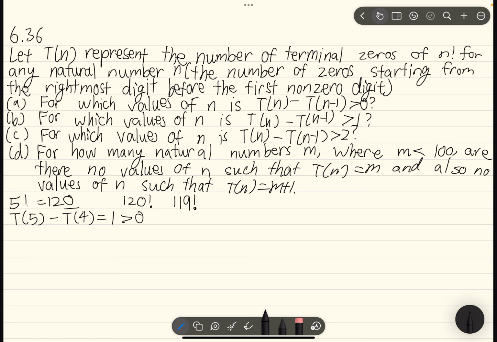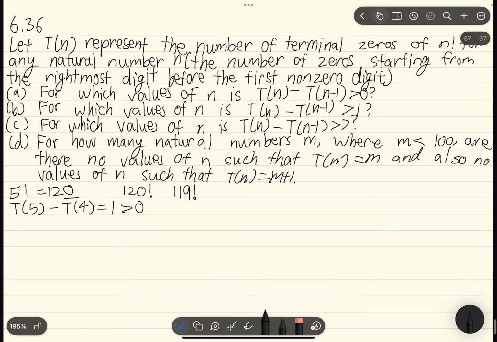Because to make a terminal 0, which is basically times 10, you need 2 times 5. And there will always be more appearances of 2 as factors in numbers than 5 as factors in numbers. Because every 2 numbers there is a new factor of 2, but every 5 numbers there's only a new factor of 5, right? So for question A, for which values of n is Tn minus Tn minus 1 larger than 0, the answer would be multiples of 5.